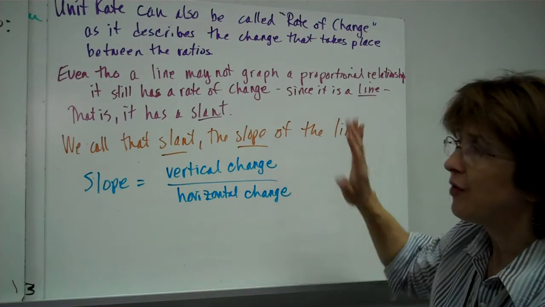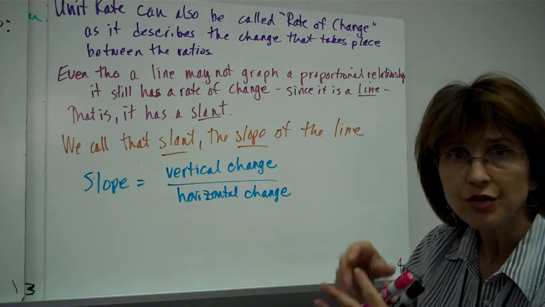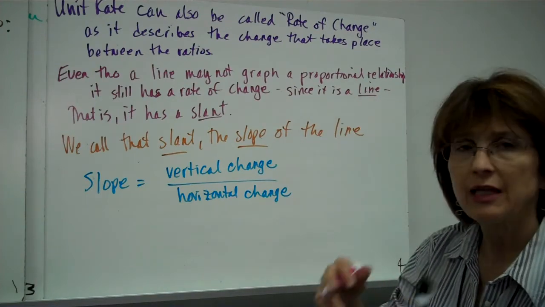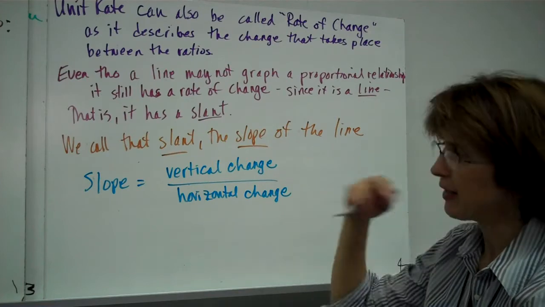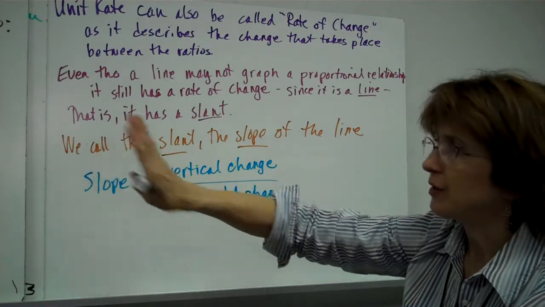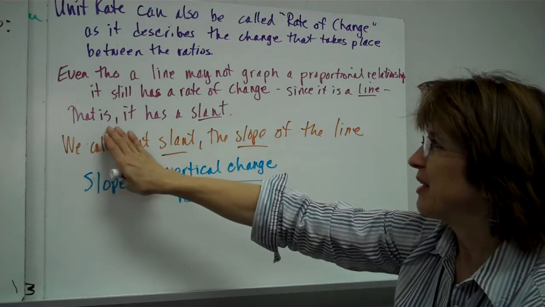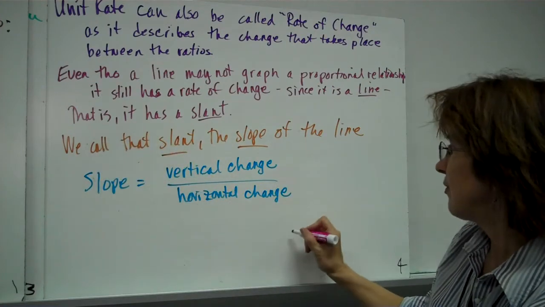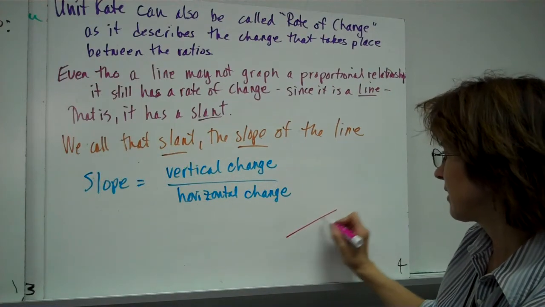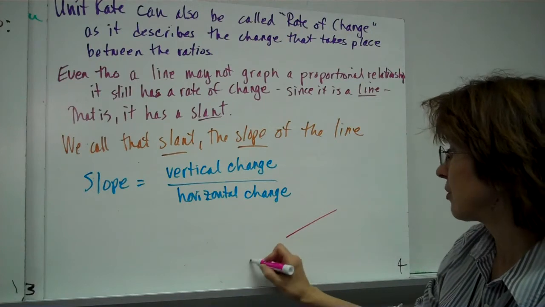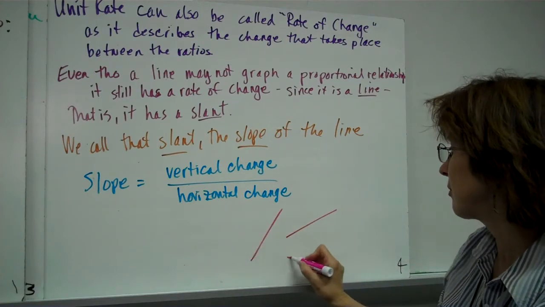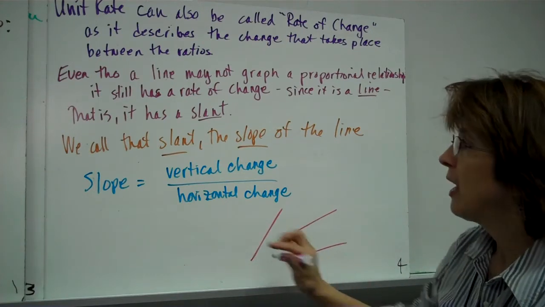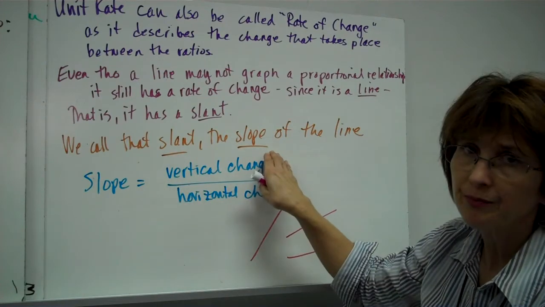Since it's a line, every line has got some kind of tilt to it, except for a line that has no tilt at all. We'll talk all about that later. But most lines that we know of have a slant. They have a fairly medium slant. This is a really steep slant. That's barely a slant. We call that slant a slope, the slope of the line.